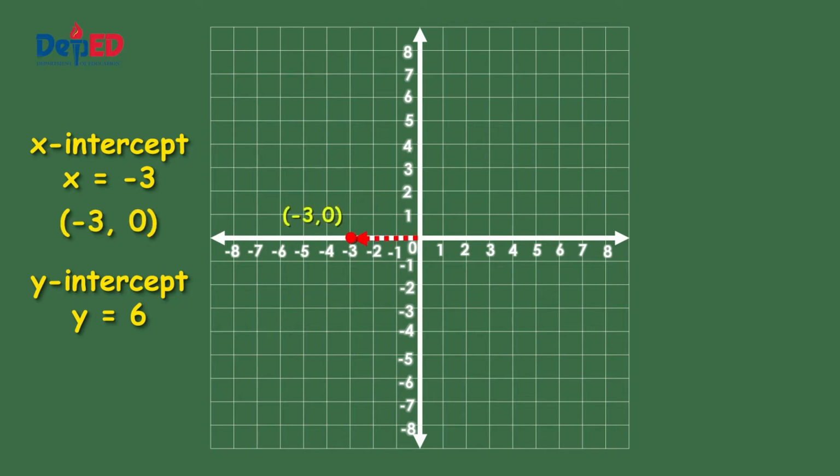Simply locate negative 3, 0, which lies on the x-axis. Then, locate 0, 6, which lies on the y-axis. We are now able to graph the line by connecting these 2 points, negative 3, 0 and 0, 6.